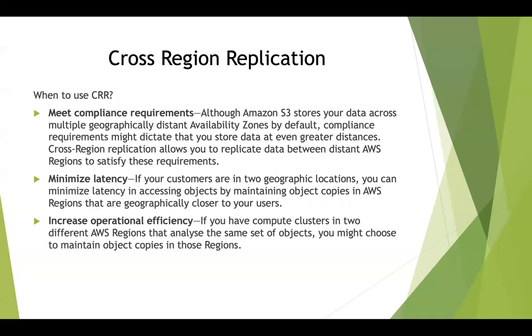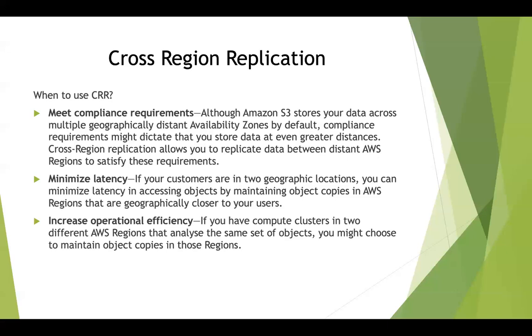So when to use cross-region replication, we have three reasons why. One is to meet compliance requirements, because we saw that Amazon S3 by default stores your data across multiple geographically distant availability zones. So a minimum of 3 data centers they store your data across for compliance requirements. But suppose you want that compliance requirement to even last at much greater distances. So instead of 100 miles, I would like at least 1000 miles of distance. At that point of time, what you can do is configure cross-region replication to have your source bucket in one region and your destination bucket in another region. It can be within the same or different AWS account.